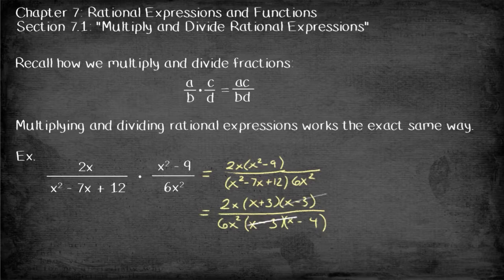But that's not all, right? The 2 over 6 reduces to 1 over 3. And in fact, this factor of x here divides out. So upstairs, all we have left is x plus 3. And downstairs, we just have x times x minus 4. And it doesn't have any common factors left, so we are done simplifying. There's our answer.